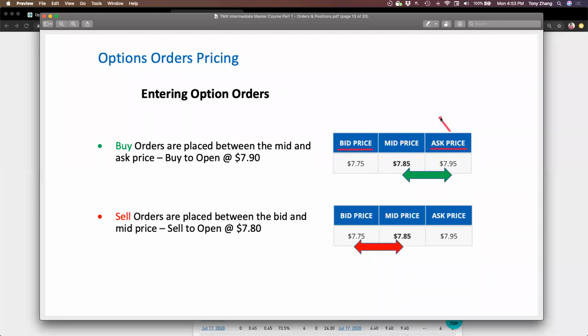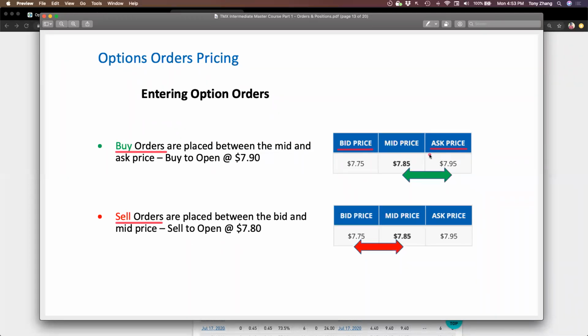We calculate an average from those two to get to our midpoint. So usually when we think about trading options, there's really two things that we can do. We can either create a buy order or we can create a sell order, depending on whether we want to go long or short the option. And it doesn't matter whether we're opening or closing the order. You can either buy or you can sell. Those are your only two actions.